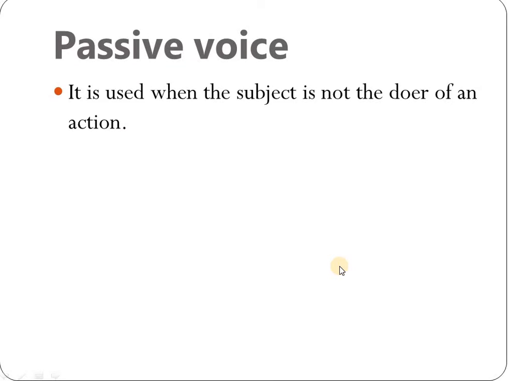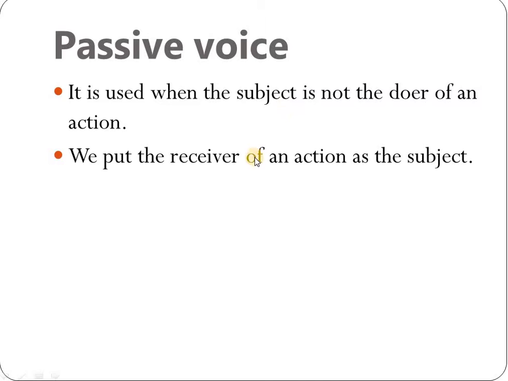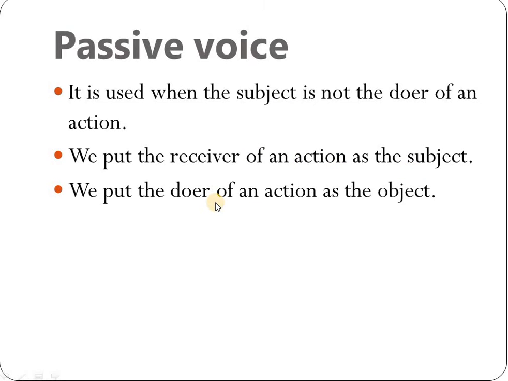Now let's see what is the passive voice. The passive voice is used when the subject is not the doer of an action. The subject is not the performer of an action. The subject is not doing something at all. It remains passive. We put the receiver of an action as the subject in this case. We put the doer of an action as the object.